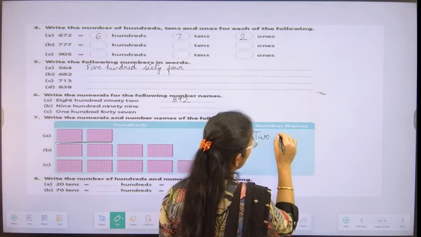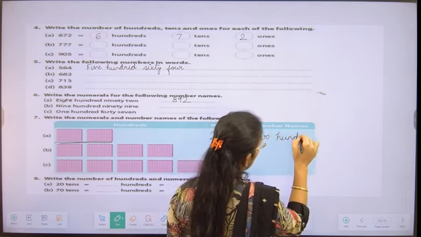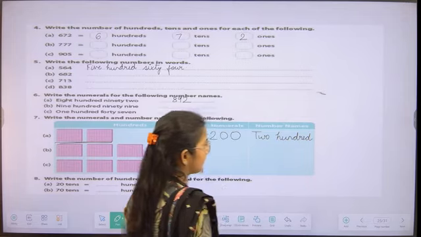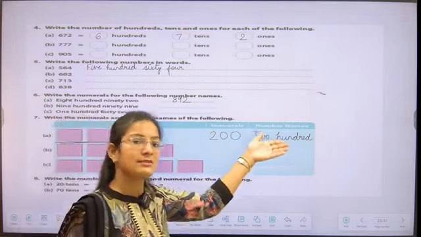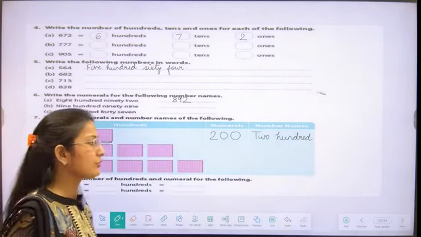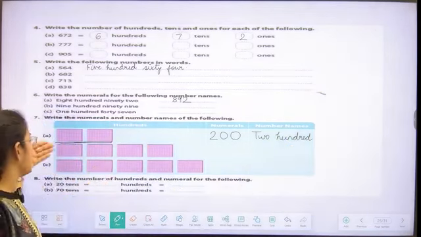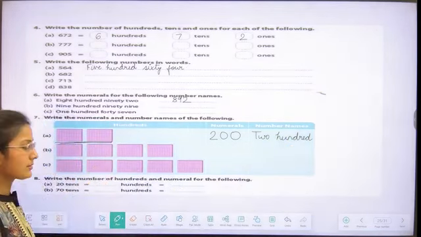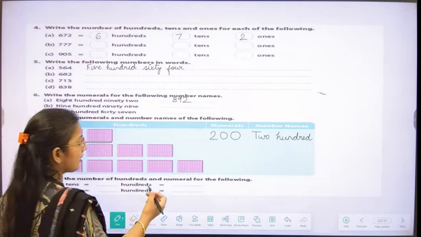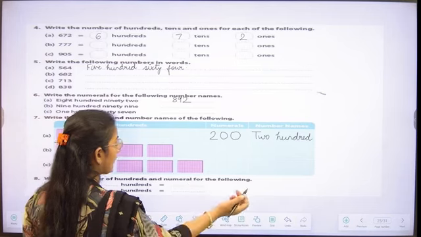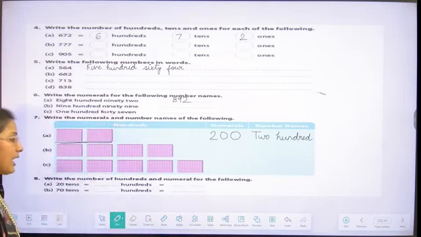Let's write with me 200. So everyone is understanding how we can write the numeral as well as its number name? Very good, students. You can do the second and third by yourself, student. Moving to the next one, write the number of 100 and numeral for the following. Now what we have to do?